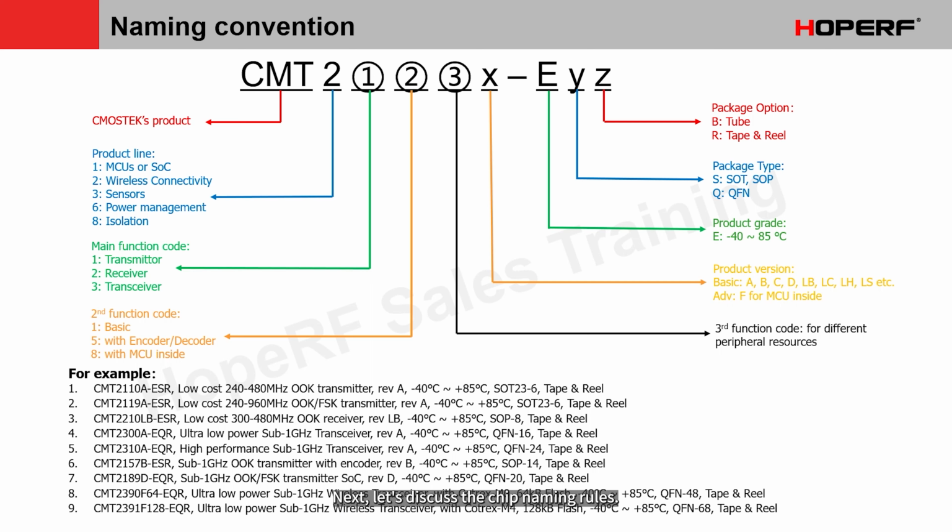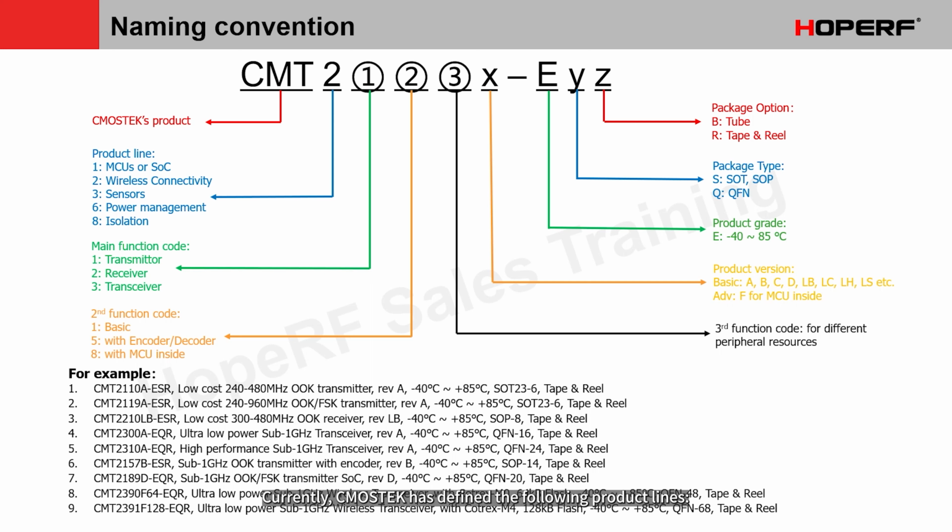Next, let's discuss the chip naming rules. First, we are the Sub-1G product line. Under CMOSTEC. All our chips are abbreviated with CMT at the beginning, representing CMOSTEC products. After CMT, there are 4 Arabic numerals. The first numeral represents the product line it belongs to, which means the product line attribute.